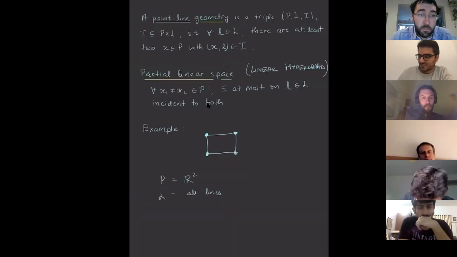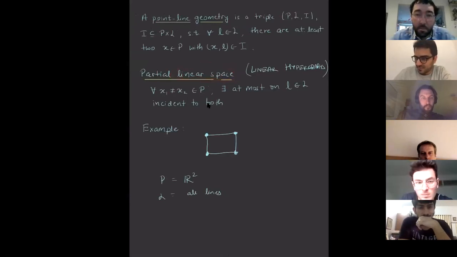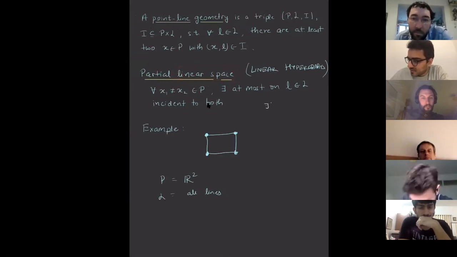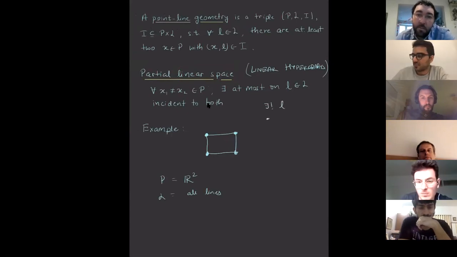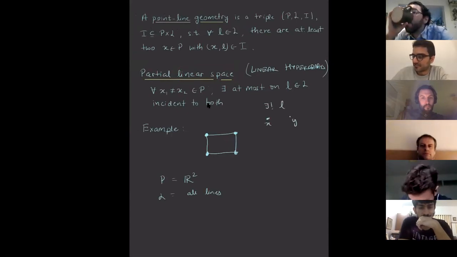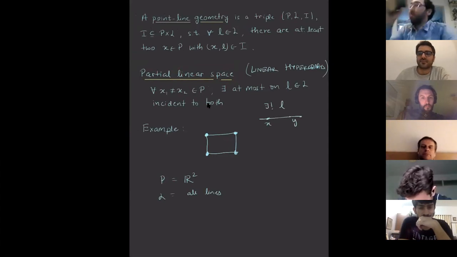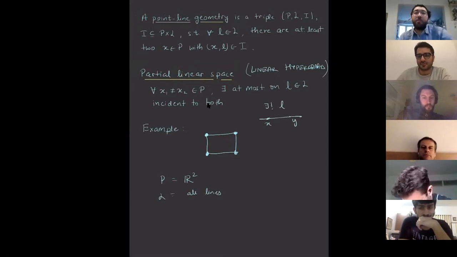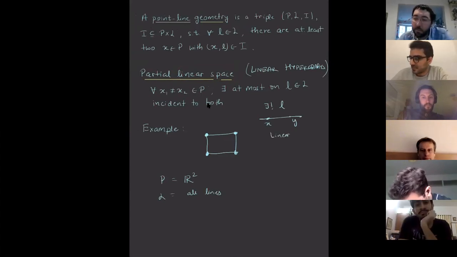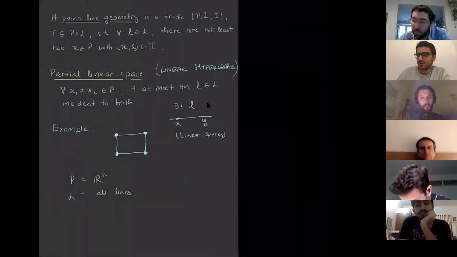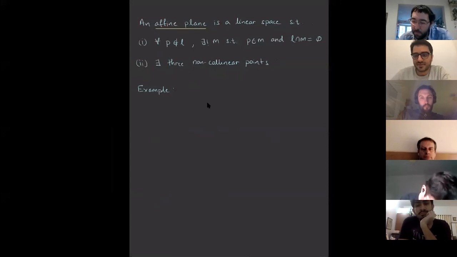So a linear space, why is it called a partial linear space is because a linear space is just a point line geometry where there exists a unique line L through any 2 points, X and Y. So instead of at most one, you have exactly one line through every pair of points. Then that's called a linear space. So this is a linear space. Okay. So an affine plane is just a linear space.